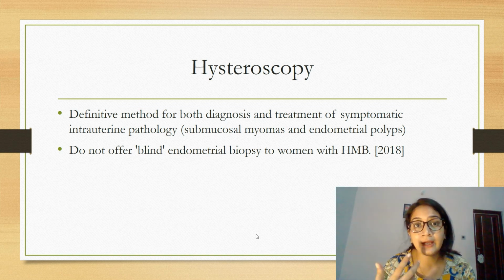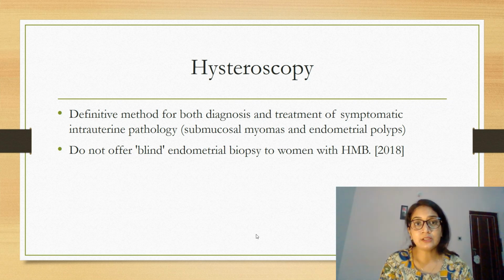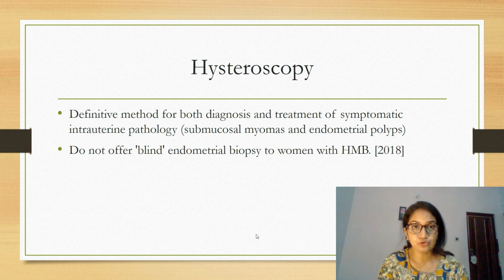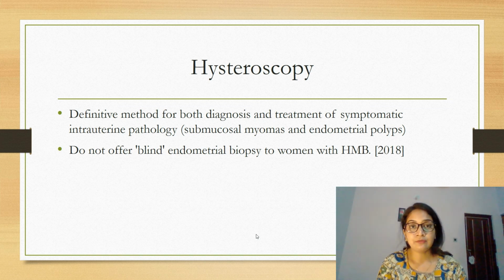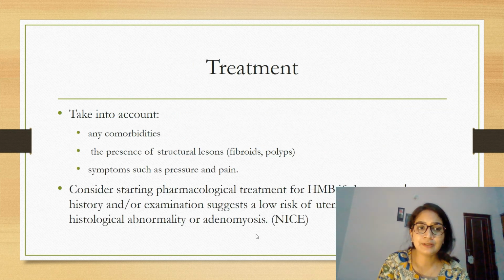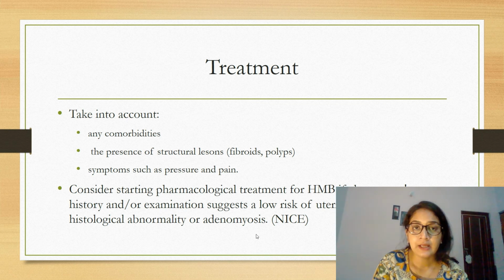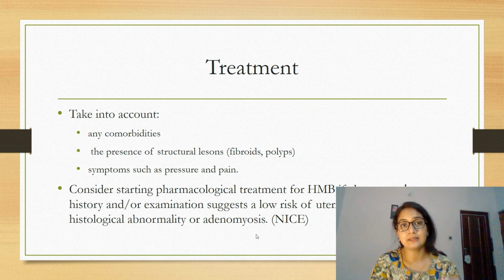We can really figure out the anatomical causes behind this abnormal uterine bleeding. And nowadays we don't do the blind biopsies that we used to do in early days. We never encourage doing blind biopsies. So coming to the treatment, the treatment will depend on the entire clinical picture, like whether the woman is having any comorbidities, having any structural lesions like fibroids, polyps, any pressure, pain in her lower tummy. We have to first figure out what are the causes behind this abnormal uterine bleeding. Then only we can treat accordingly.